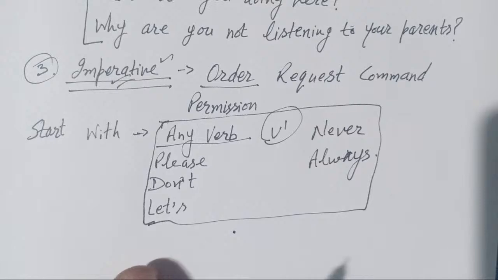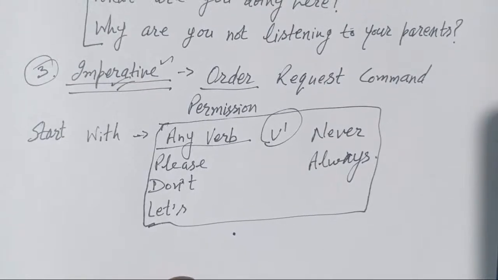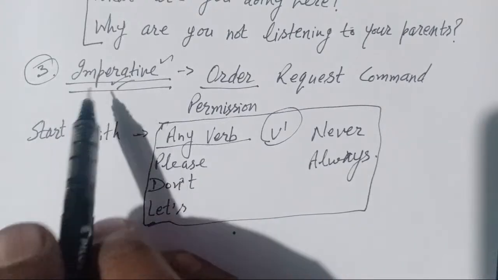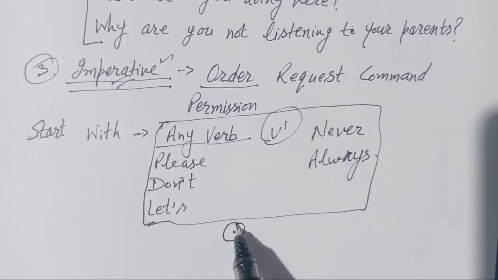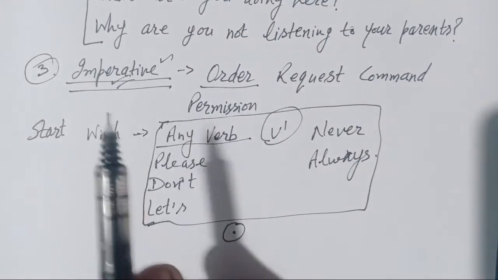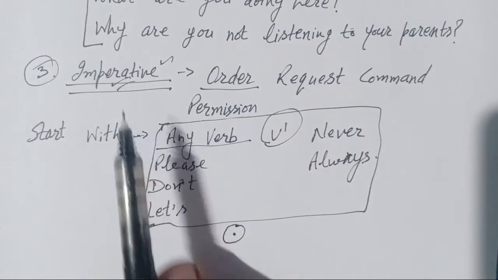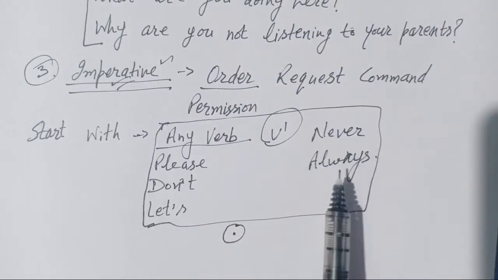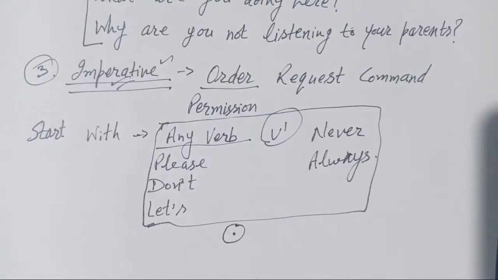One kind is assertive, the first kind, and the second kind is imperative. They both end with a full stop, but assertive sentences start with a subject, and imperative sentences start with any verb: please, don't, let, never, always. Okay, this is the basic difference.